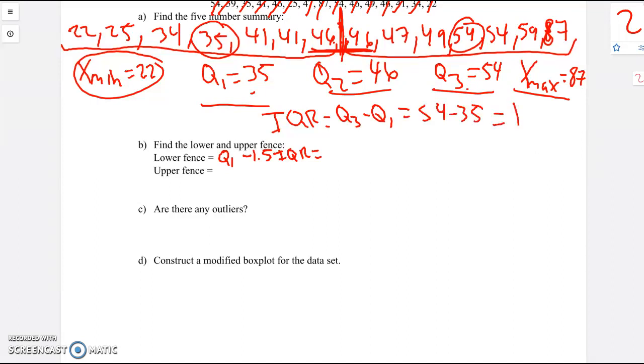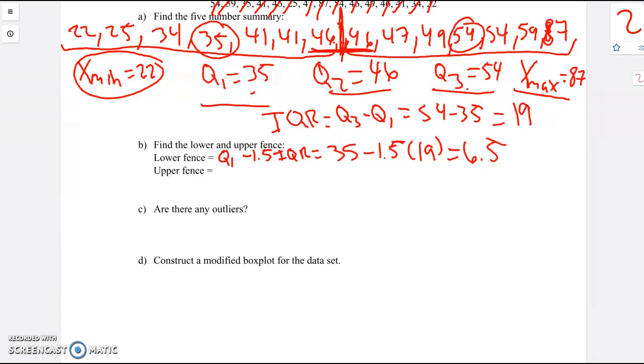And what that's going to give me is 19. So Q1 was 35 minus 1.5 times 19. I can just put this in my handy dandy calculator, and what I'm going to get is 6.5. Please check my work.